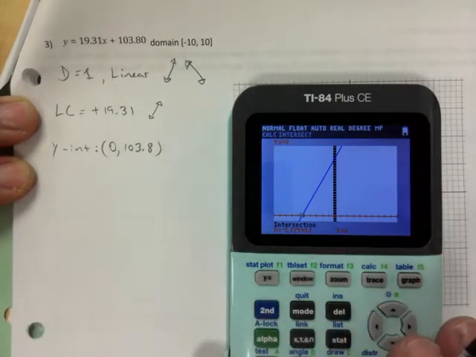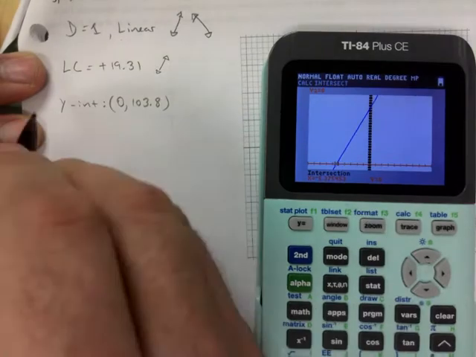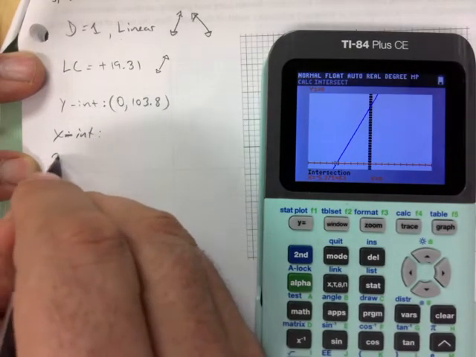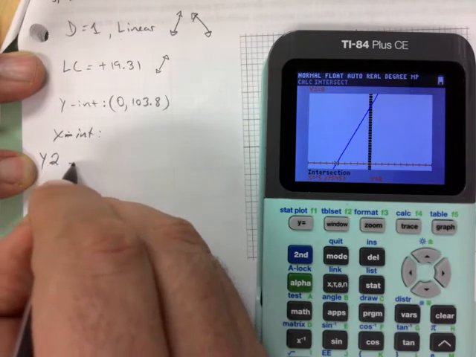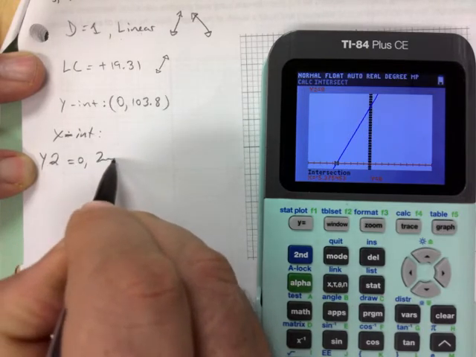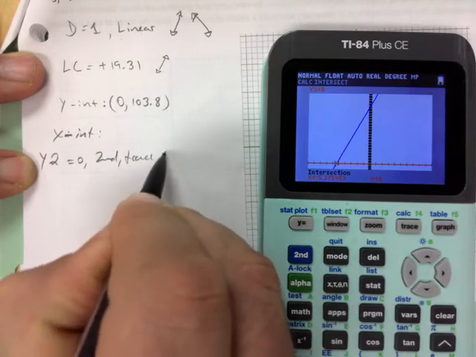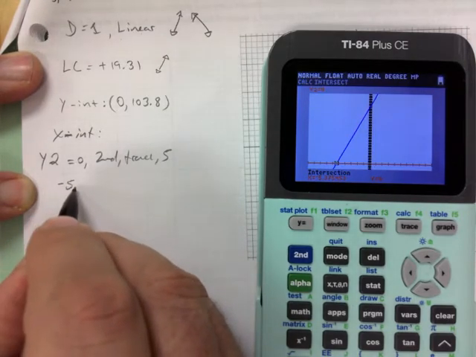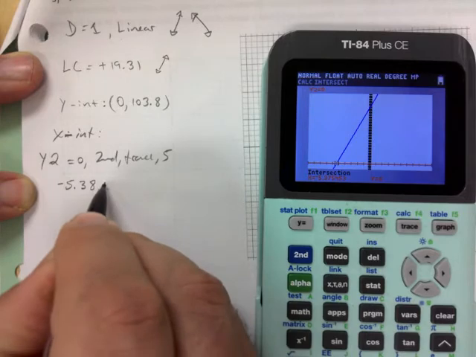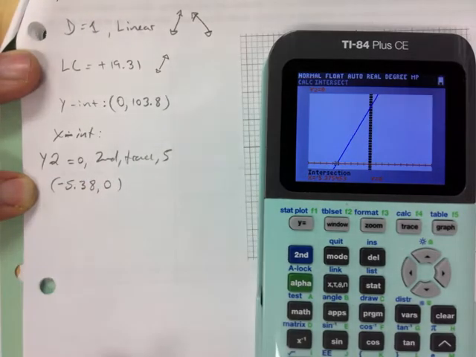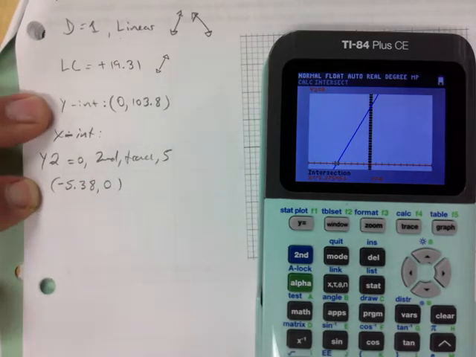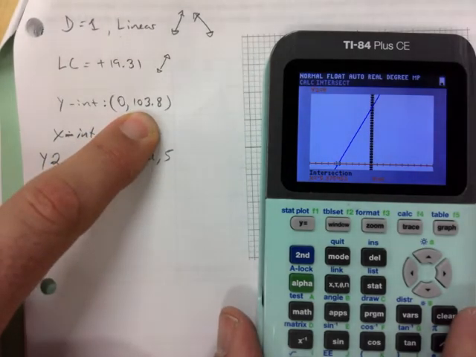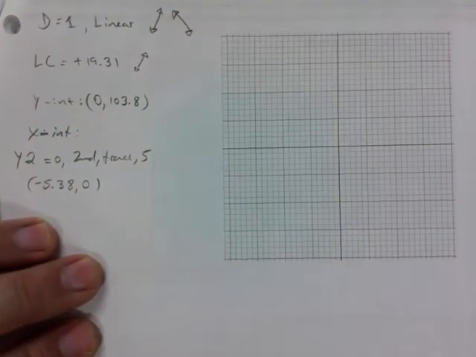And there you have it, right? The x-intercept always includes keystrokes, right? So y2 is equal to 0, and then second trace 5. And you can see that I'm almost making it look like a doctor's note, right? And that's fine, as long as you tell me what it is. So there's my x-intercept, my y-intercept. X-intercept is reasonable, small, y-intercept not so much. So how are we going to make this work?